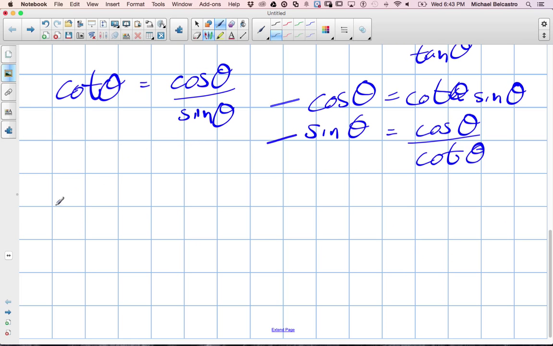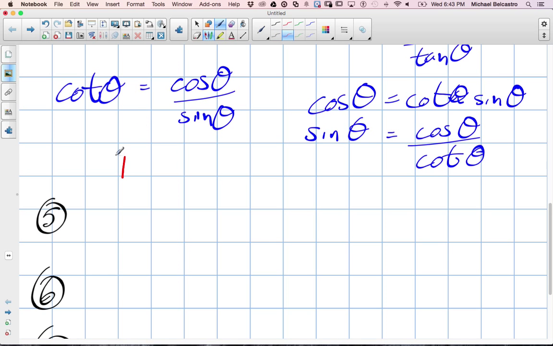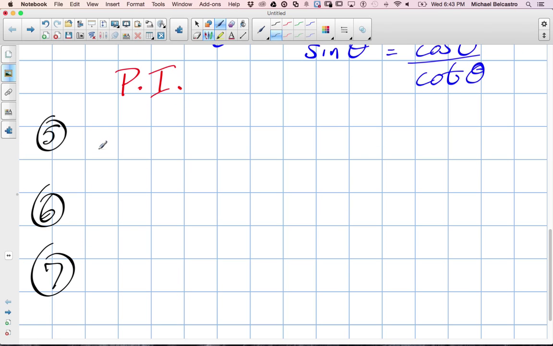Okay. The last one we'll go over. There's technically 3 in these, so we'll call them 5, 6, and 7. Okay, so there's 7 identities. They call them the Pythagorean identities, so we'll call them PI. Can you name one of them? Sine squared theta plus cos squared theta equals 1. Good.